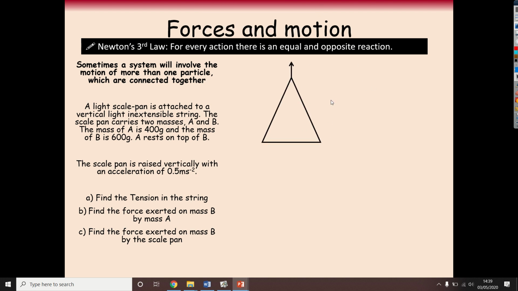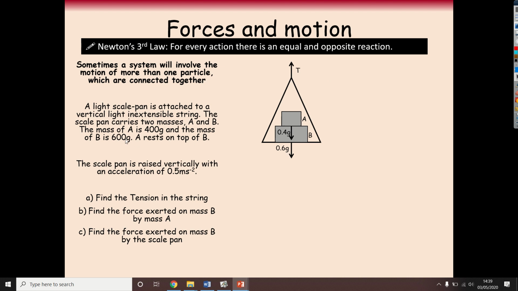This is the kind of thing it's talking about. There's going to be tension in this string pulling upwards. Okay, these are the two blocks. A is resting on top of B. We can put their weights on. 0.4 g is A's weight, and 0.6 g is B's weight.